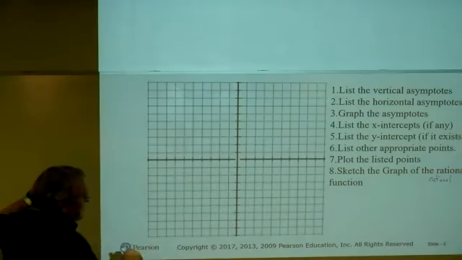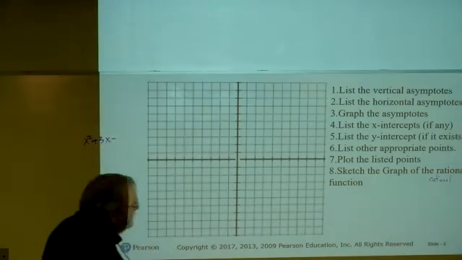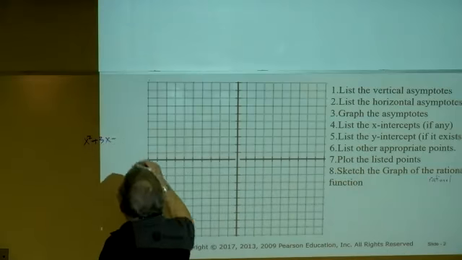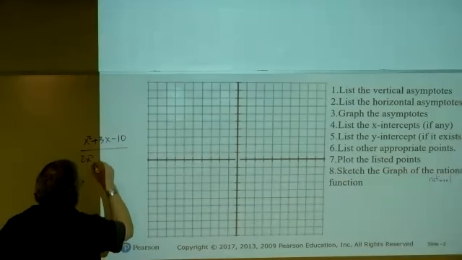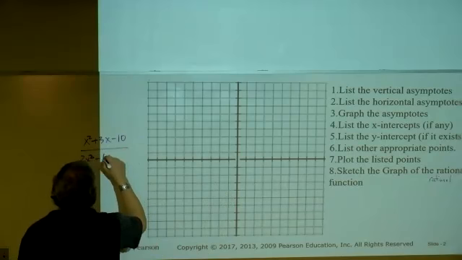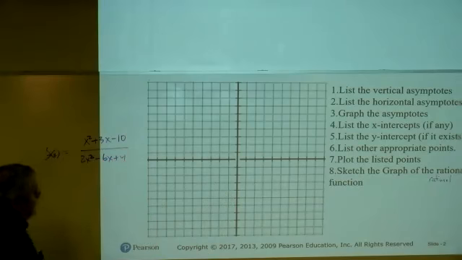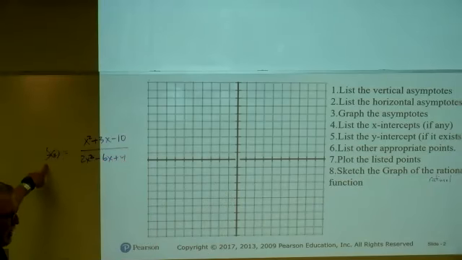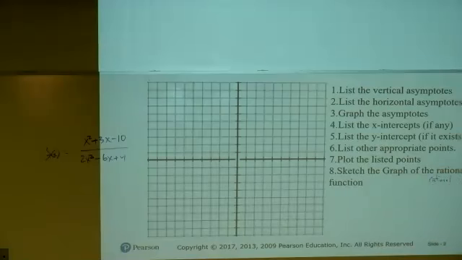So if we have the function x squared plus 3x minus 10 being divided by 2x squared minus 9x plus 4, this is my rational function. The textbook will use an uppercase R here. I just use f of x rather than r of x. It doesn't matter. It means the same thing.